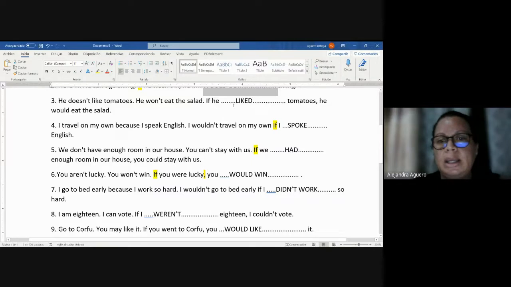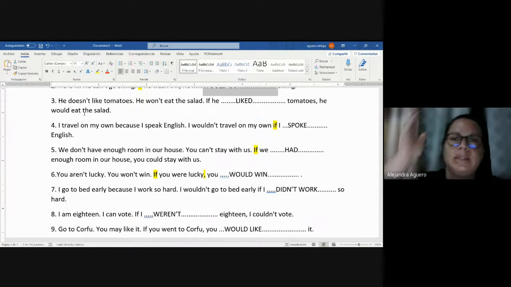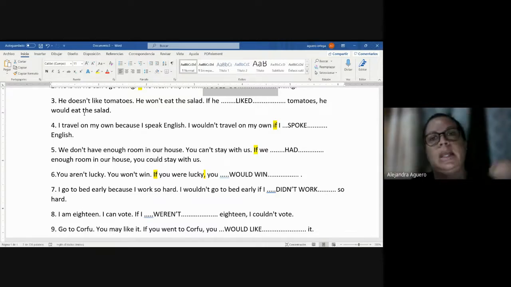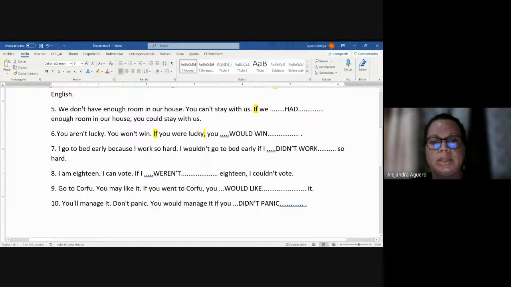Then we say liked in past because we have the condition, and would in simple form because we have the result. Every time that we start the sentence with if is the part of the condition. If in simple past, comma, would in simple form. Or if is in the middle, we say the condition, the result, would in simple form, not a comma, if in simple past. And here you can check the answers, okay?